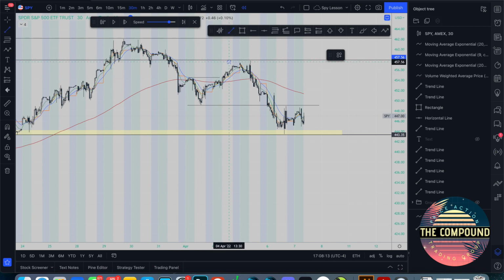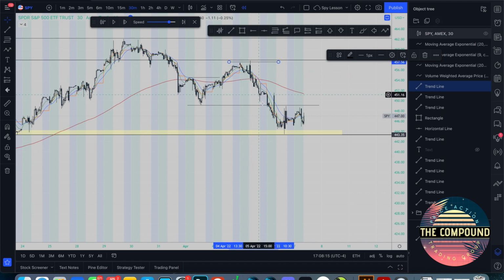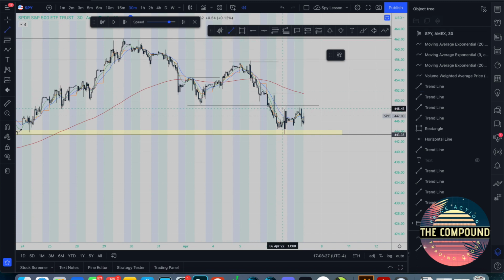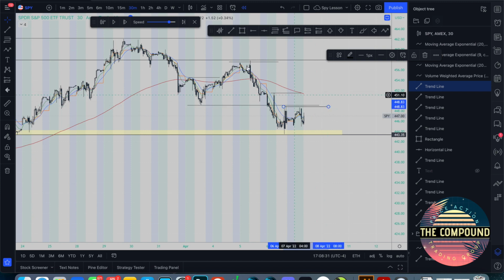We put in an uptrend to kind of start a downtrend in market. We broke that. We came in and put a lower high right here. You know, we went down, put in a new low. We broke that low to put in another lower high right here. So as we can see on a 30-minute chart, we are in a downtrend starting the day.